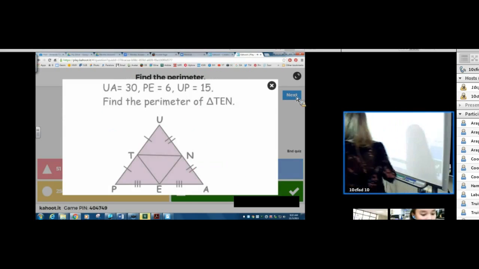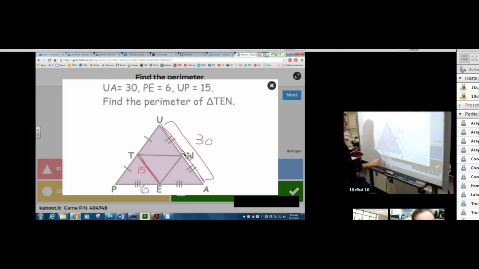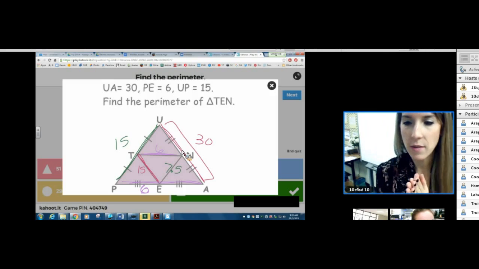All right, so we know that UA is 30. Let's stop right there. The parallel side is going to be half of the length. So this one's 15. PE is 6. We know that the whole side PA is 12, so divide it by 2. So the parallel side is 6 as well. And UP is 15. 15 divided by 2 is 7.5. So you just add those up, 6 plus 15 plus 7.5.